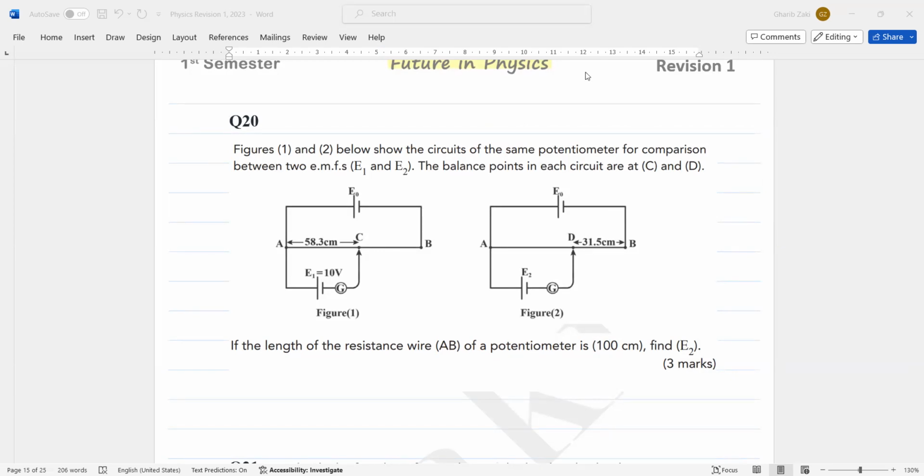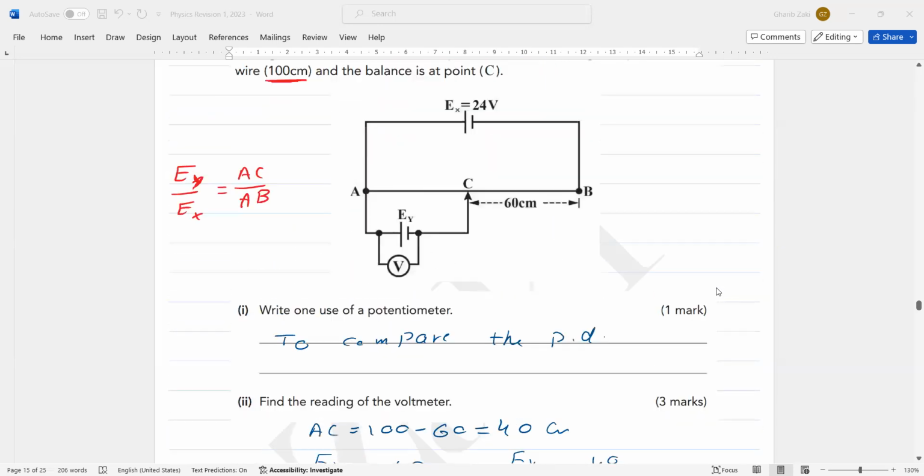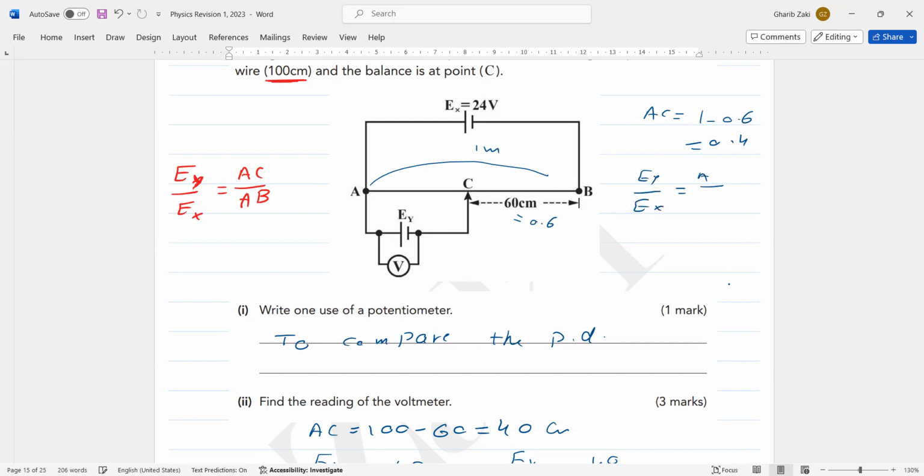Okay, I will solve the same question, but in case of 1 meter. Look up. Here, AC, we convert this to meter, so it is 0.6, and the AB is 1 meter. So AC is 1 minus 0.6 equals 0.4. Then EY over EX equals AC over AB. EY is the given, over EX 24. AC is 0.4 over AB is just 1.